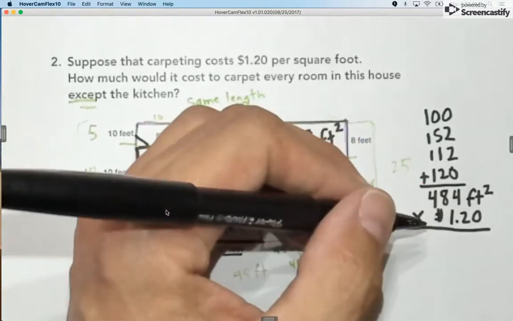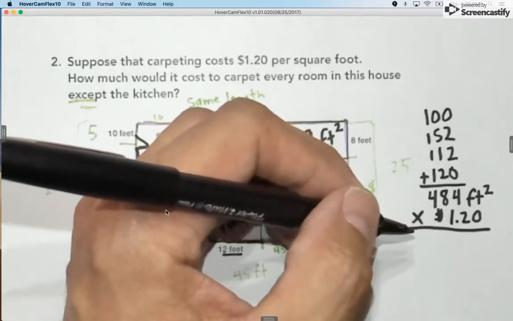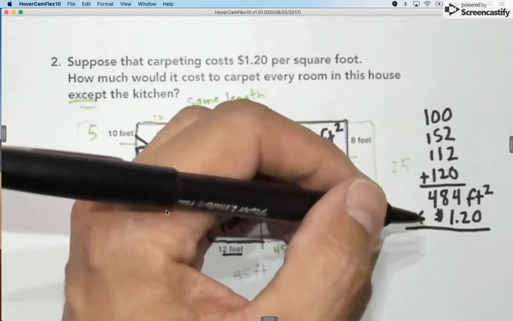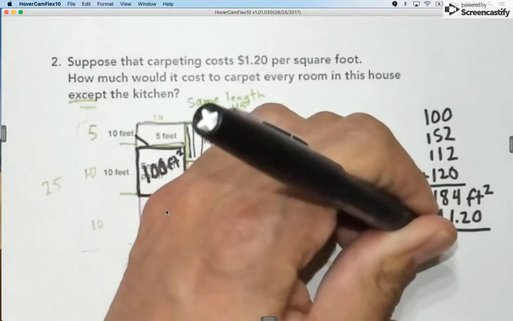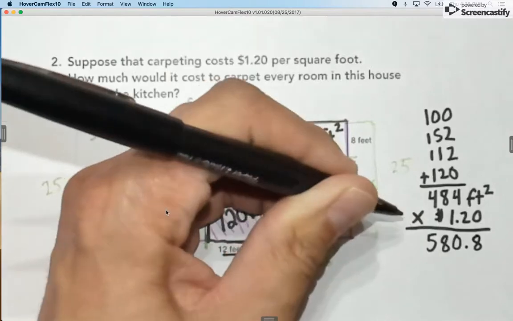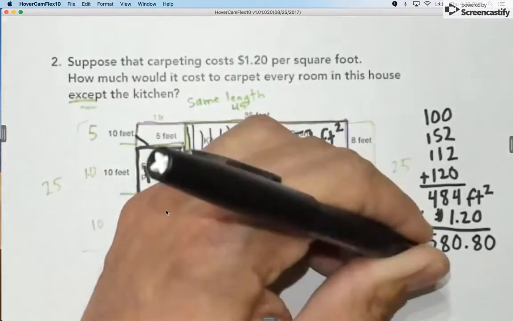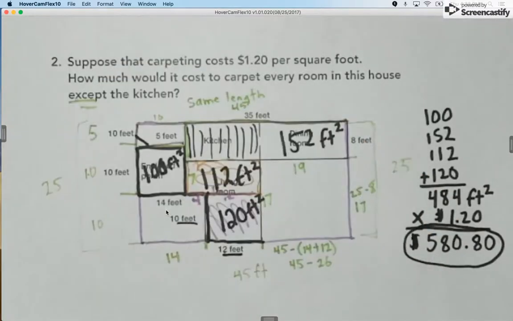So using my calculator, 484 feet times $1.20. And that is $580, nope, that doesn't make sense, and 80 cents. Remember, it's money, so I should label it, and I should make sure I go to the pennies place, even if it is 0.